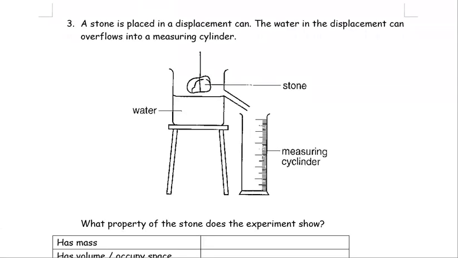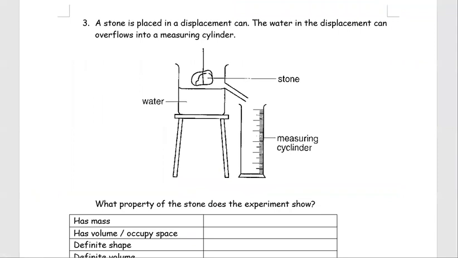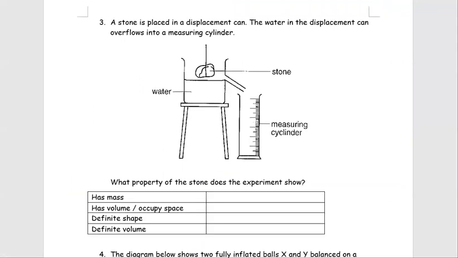Question 3. A stone is placed in the displacement can. The water in the displacement can overflows into a measuring cylinder. All right, so when you put the stone into the water, it will go into this container, and the water will overflow, probably to this amount, roughly this. There'll be some water being displaced by the stone. So, what property of stone does this experiment show?